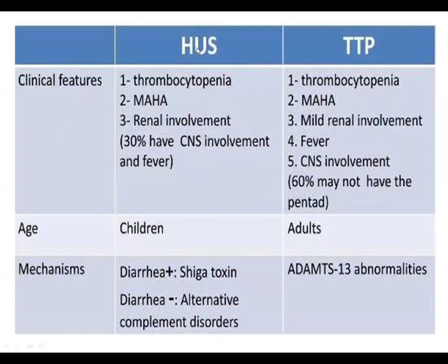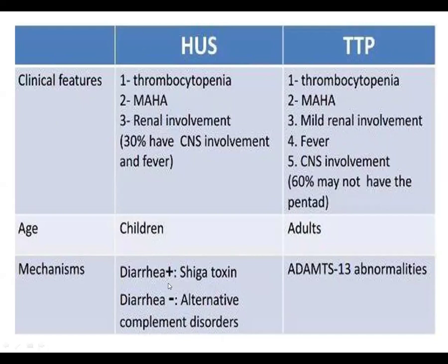So the clinical features of hemolytic uremic syndrome: thrombocytopenia, microangiopathic hemolytic anemia, mild renal involvement, fever, and CNS involvement. It occurs in children, and it also occurs in adults.